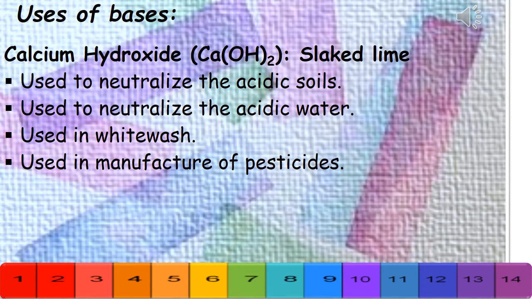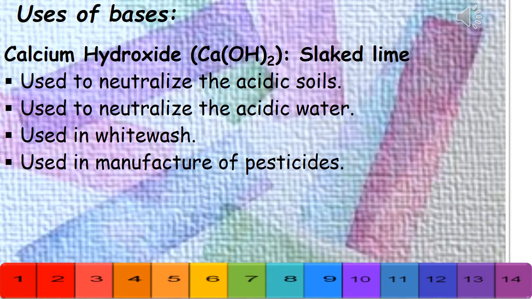Let's see the uses of bases. So bases have been used in households and in chemical industries to manufacture a number of products. Okay, the first one we are going to talk about is calcium hydroxide. Chemical formula is Ca(OH)2. The common name of calcium hydroxide is slaked lime.